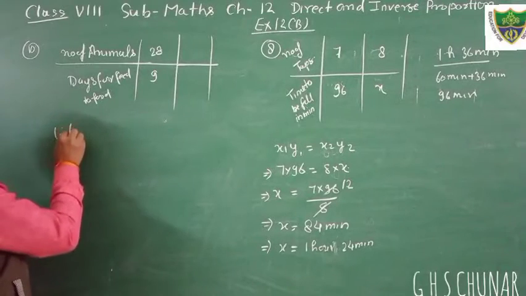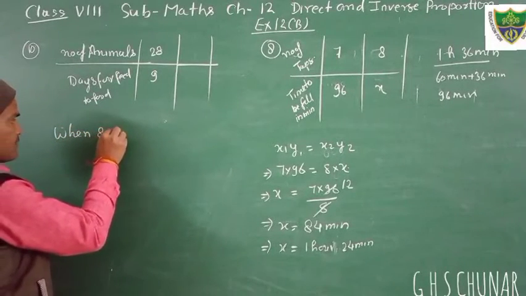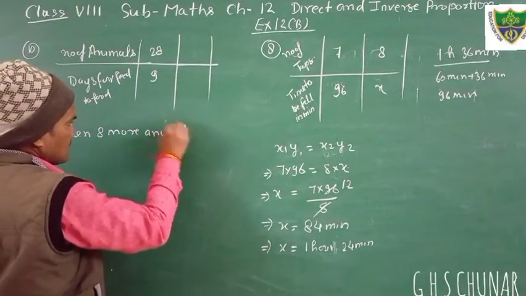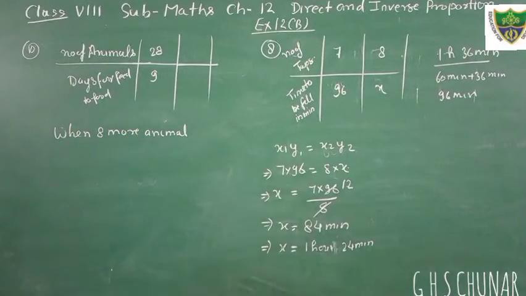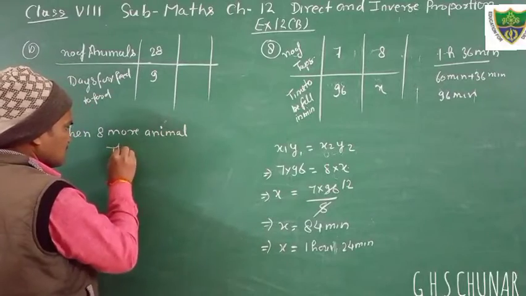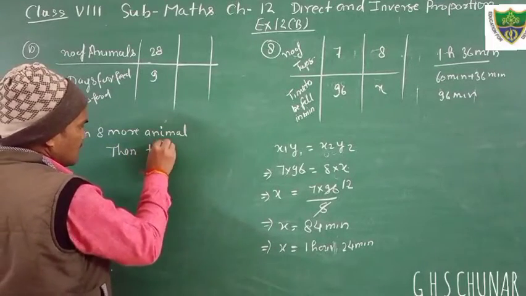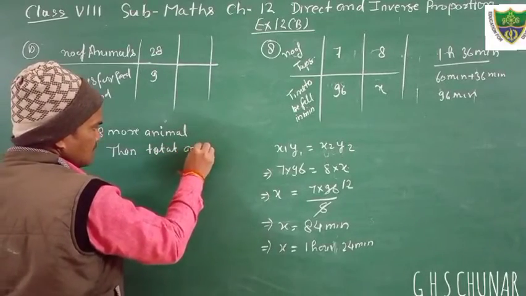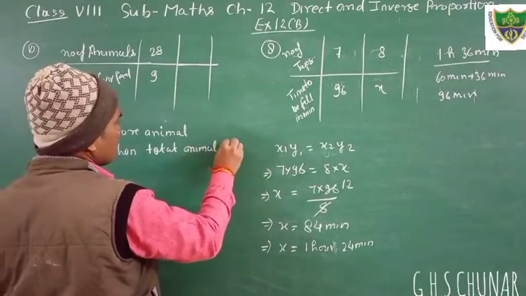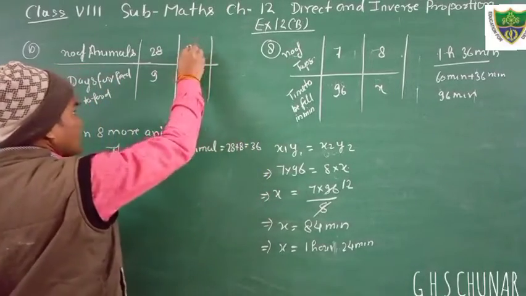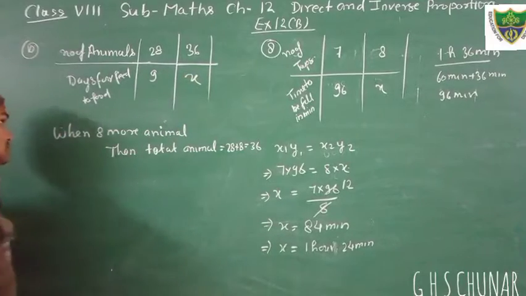When there are 8 more animals, then the total animals will be 28 plus 8, that is 36. Now how long will the food last for the 36?